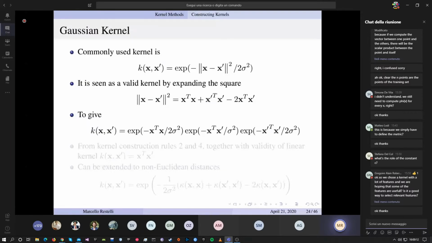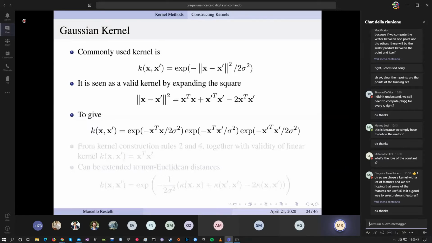For instance, we know that the L2 norm squared of the difference between x and x prime can be rewritten in this way, as the sum of scalar products: x transpose x plus x prime transpose x prime minus 2 times x transpose x prime. You see that each one of these is a scalar product of a linear feature. So this is the linear kernel. And we know that the linear kernel is valid.